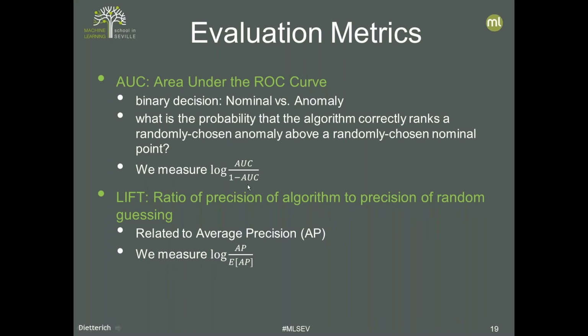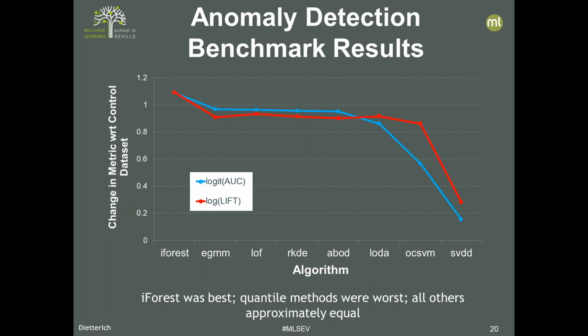And we actually transformed the AUC into the log odds because we did some linear modeling with this. And we also looked at the lift, which is the average precision divided by its expected value if you were guessing at random. And then we also log transformed that, so the log of the lift. And so here's a plot I showed you yesterday. On the vertical axis is the change in the metric, either the change in the AUC or the change in the lift, compared to a control data set, which we used as a baseline.